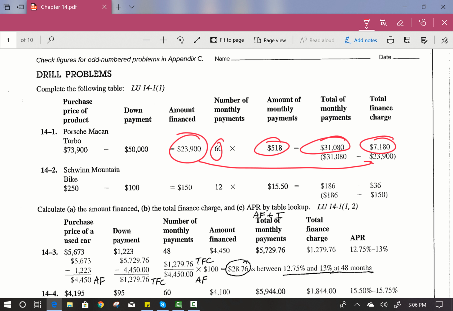Okay, a Schwinn bike cost us originally $250, and we made a down payment of $100, so subtract that from the cost, and that gives us the amount financed of $150. We know that our monthly payment is $15.50. Multiply that times the total number of monthly payments, which is 12, and that will give us the total of all of our monthly payments of $186. Okay, subtract from $186 the amount financed, and that will equal the total finance charge of $36, or the interest, the amount of interest that you spent on this item by having it financed.